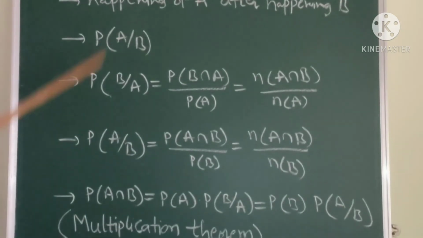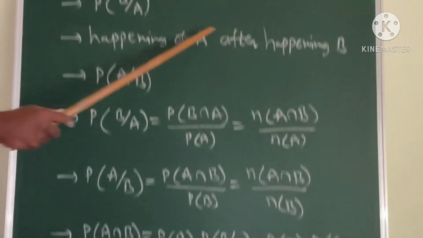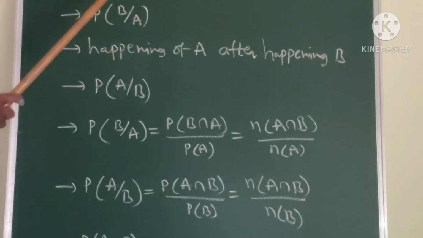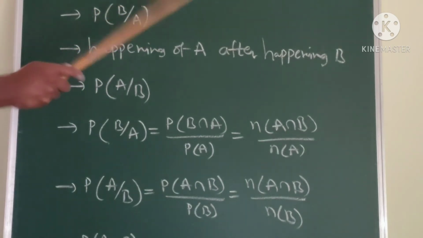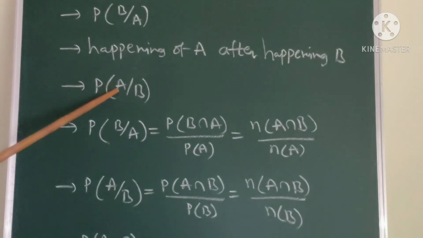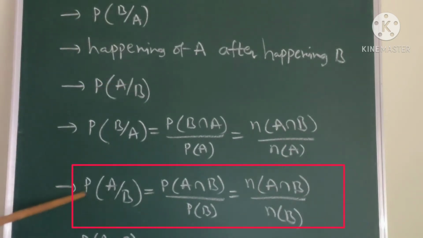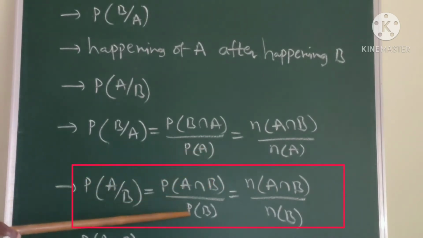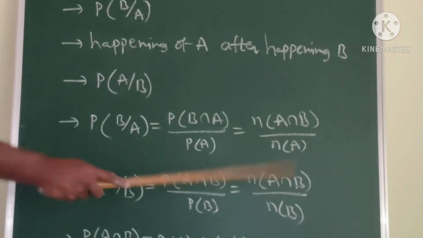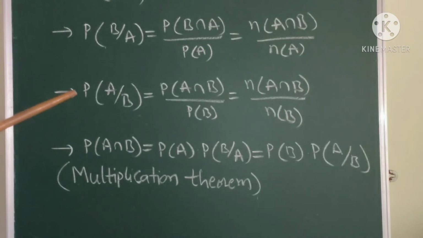Now let us see the happening of A after the happening of B, which is vice versa of the happening of B after the happening of A. The symbolic form is P of A by B. Here P of A by B is equal to P of A intersection B by P of B, which is equal to N of A intersection B by N of B. This is the conditional probability of A by B.